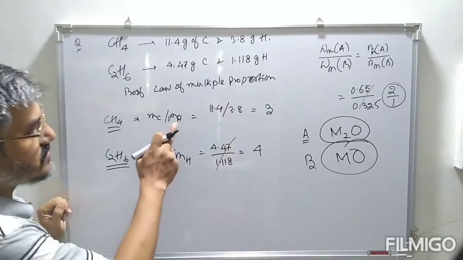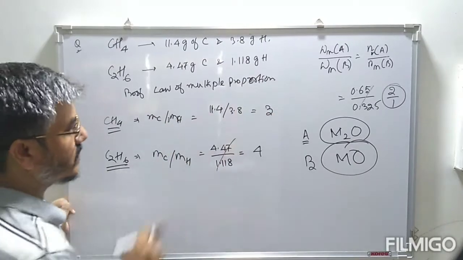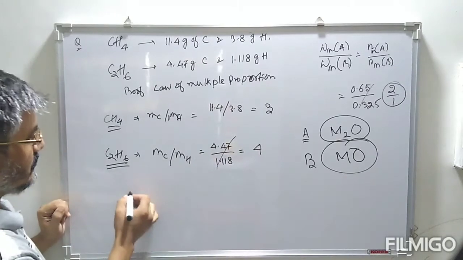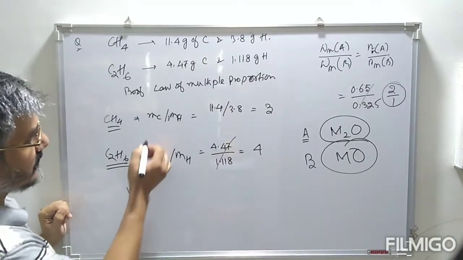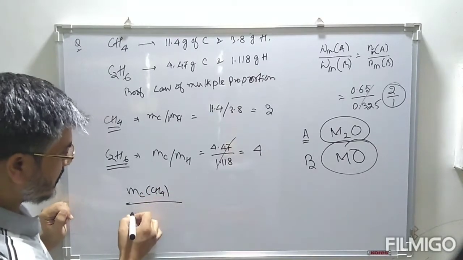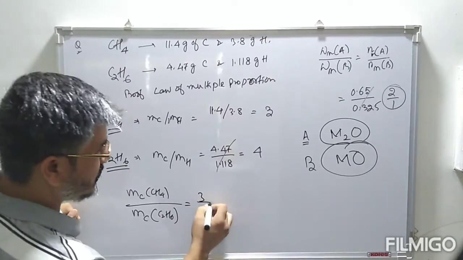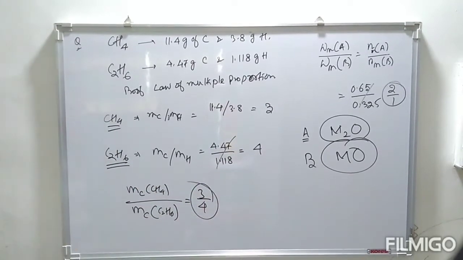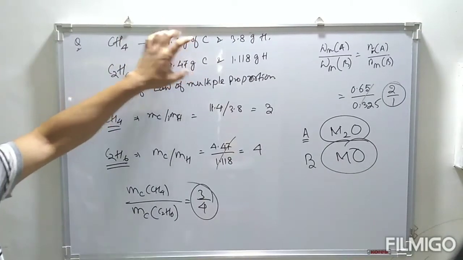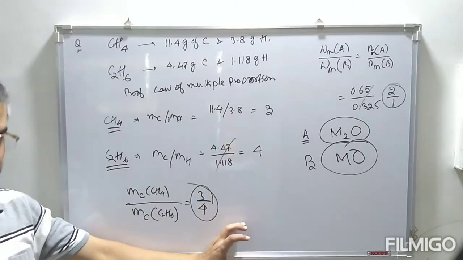Now, for a fixed mass of hydrogen, means for 1 gram of hydrogen, mass of carbon requires 3. For 1 gram of hydrogen, mass of carbon requires 4. So therefore, mass of carbon in CH4 to mass of carbon in C2H6 comes out to be 3:4. This is a simple whole number ratio, and this proves that for the given data in these two compounds, law of multiple proportion is obeyed.